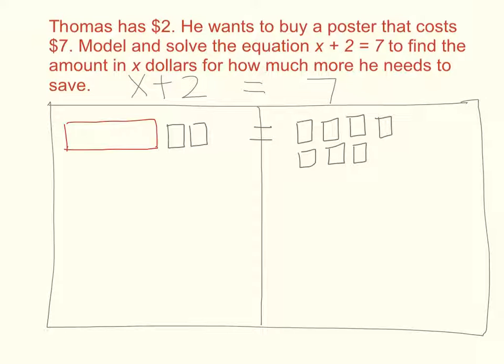Now my goal to solve an equation is to have the variable, the x or the long tile, all by itself on one side. Whatever I do to one side of the equation, I have to do to the other. So I'm going to say to myself, I need to remove 2 tiles from the left side of the equation. But in order to make this equal, if I remove 2 from the left side, I have to remove 2 from the right side. So I will also remove 2 tiles from the right side.